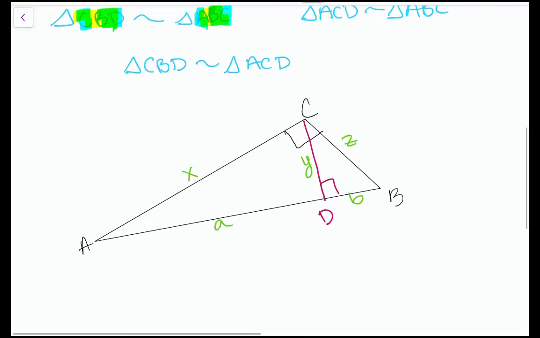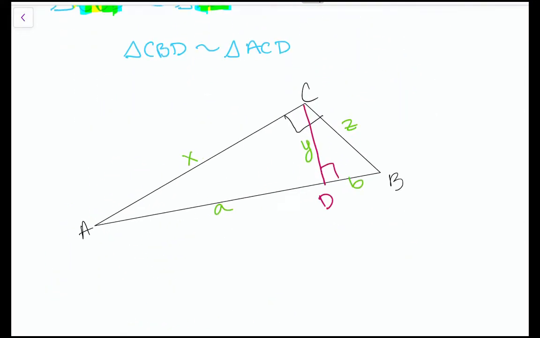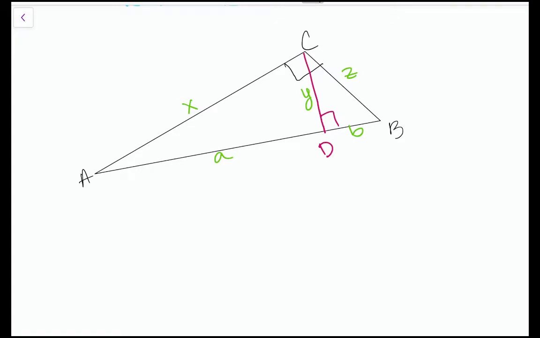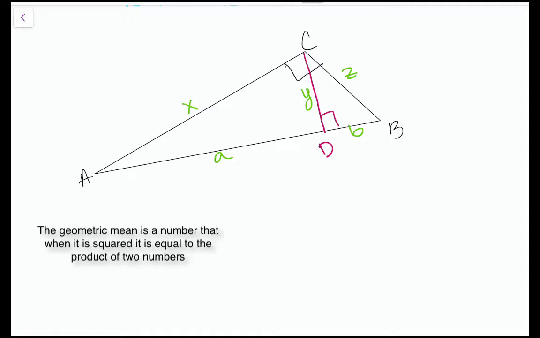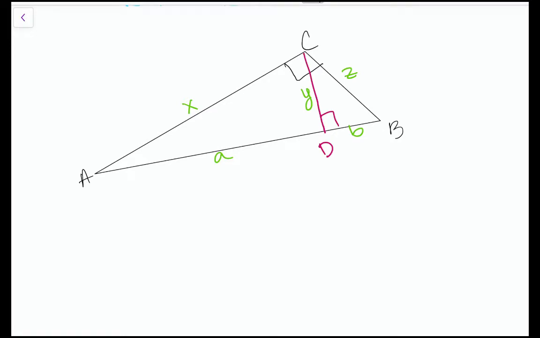All right, what I'm going to do now is show you some relationships within these segments of the similar triangles that always hold true. And if you can understand these relationships, then it'll help you solve problems a lot quicker. A geometric mean is a number that, when it is squared, is equal to the product of two other numbers.